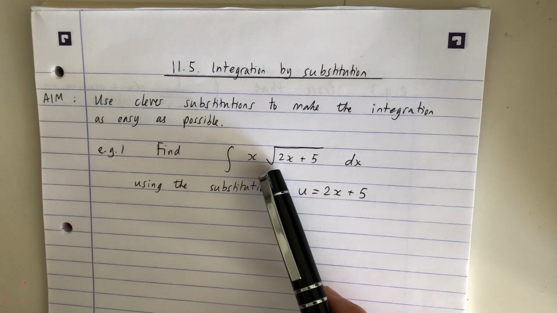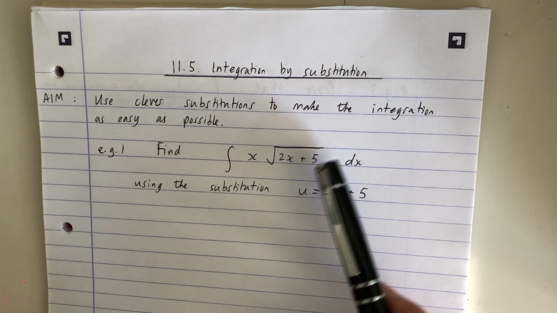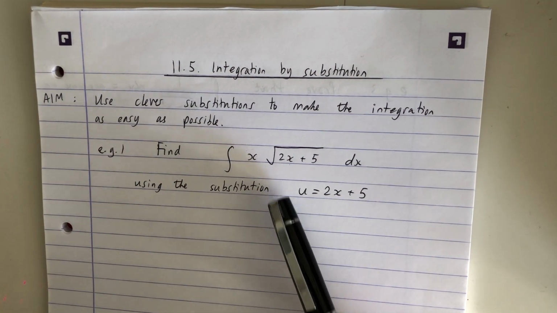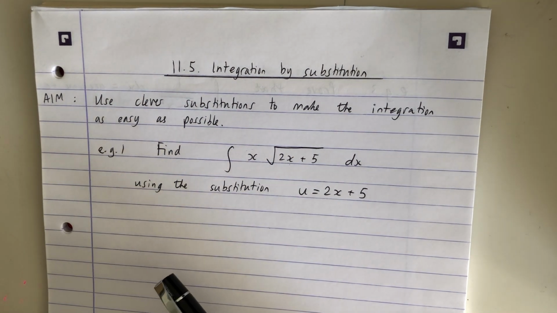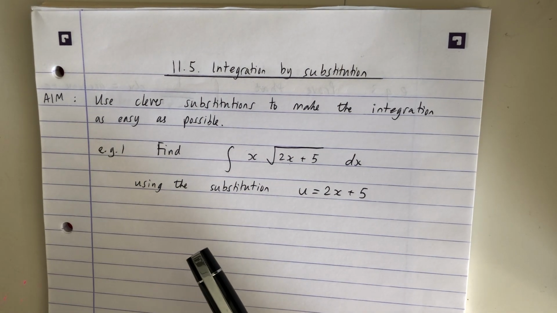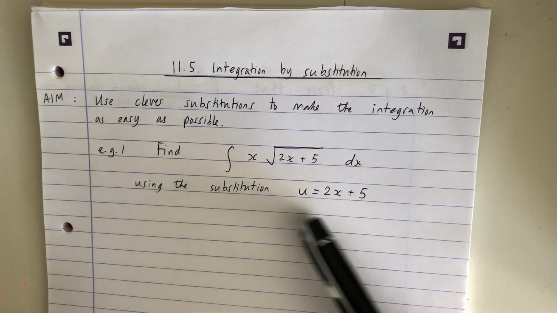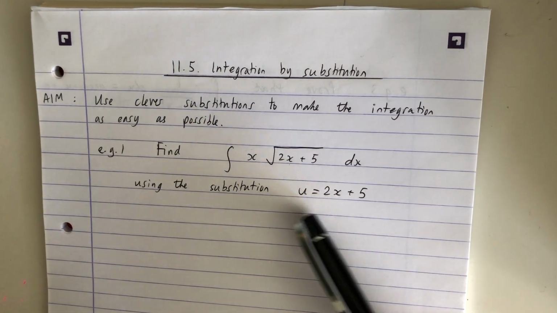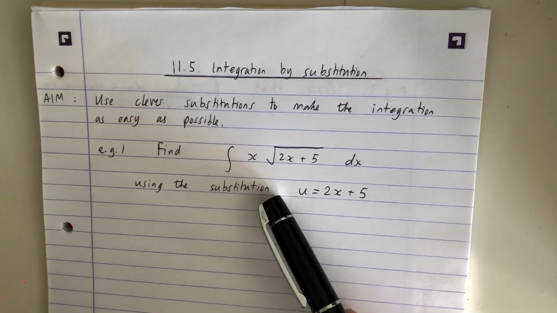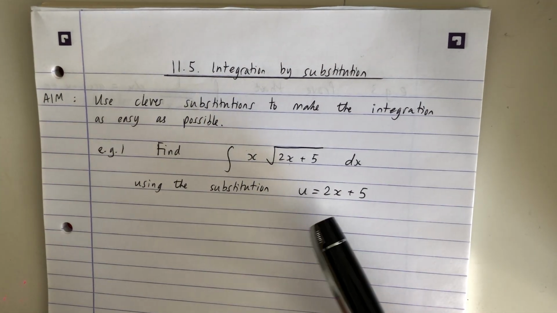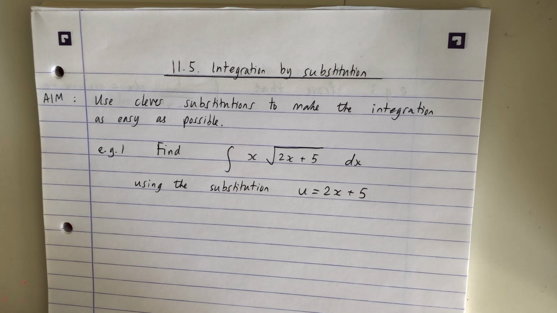So the main problem is, if I wrote that to the power of a half, it's none of the patterns we did last time, and yeah, it's just too hard. However, we can use something called integration by substitution, which is changing this entire integral using a different letter and coming up with something which we can integrate.